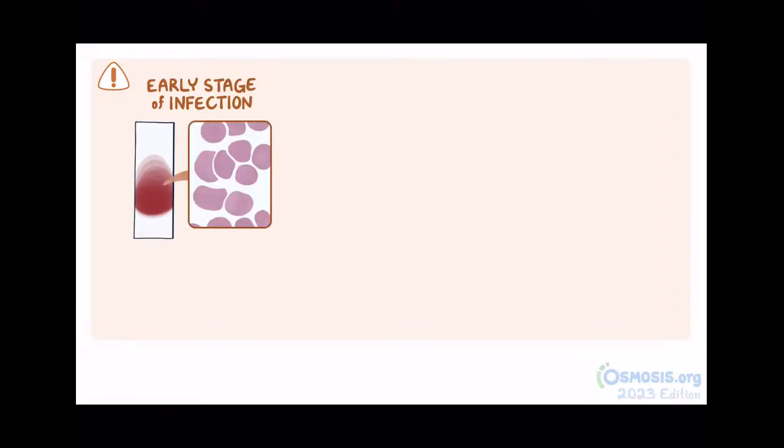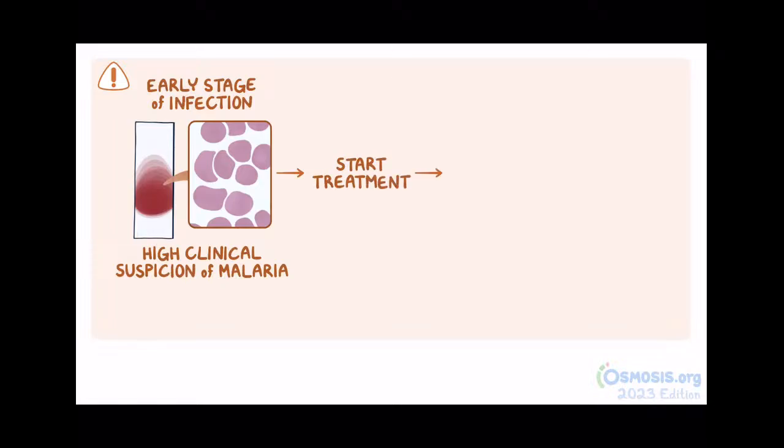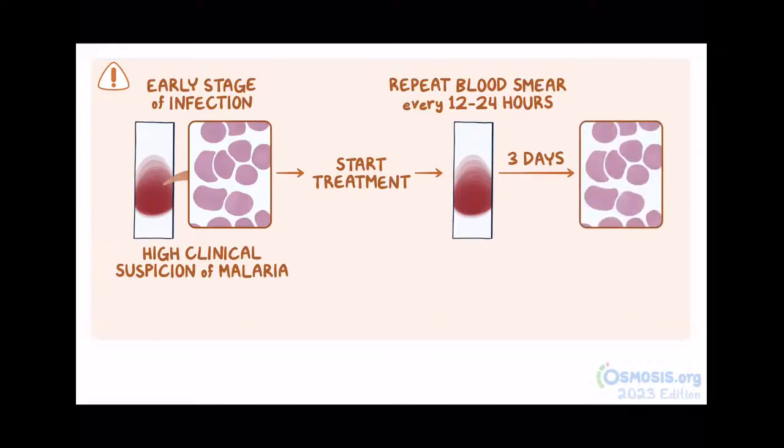And here's one high-yield fact to keep in mind. In the early stage of the infection, the blood smears could reveal no parasites at all. So, if you have a high clinical suspicion of malaria, start the treatment immediately. Next, repeat the blood smears every 12 to 24 hours for 3 days to confirm your diagnosis. If blood smears reveal no Plasmodium after 3 days, you can rule out malaria and stop the treatment.